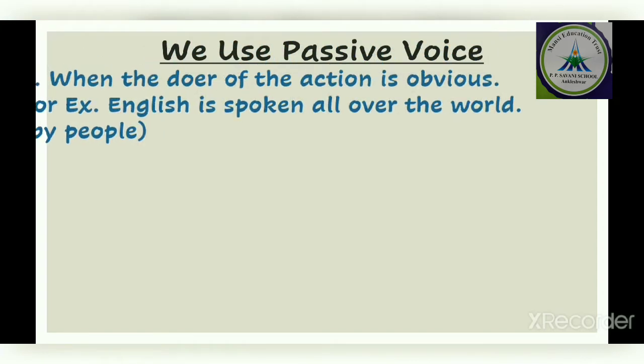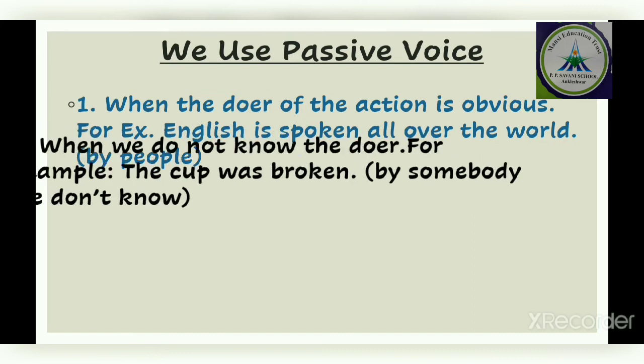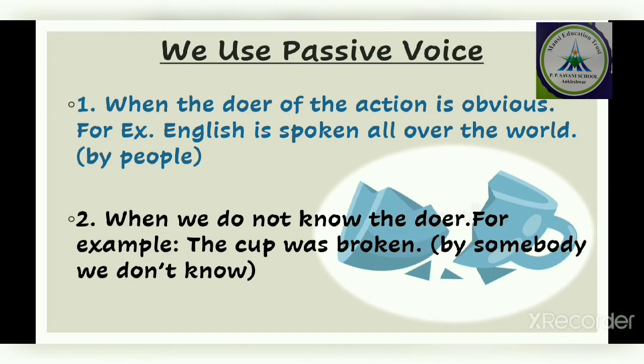So, where do we use the passive voice? Commonly, the passive voice is used when the doer of the action is obvious. For example, English is spoken all over the world. By whom is not written, but it is obvious that English is spoken by people. When we do not know the doer, when we are not aware of who is doing the action, at that time also we use the passive voice. For example, the cup was broken. Here we are not aware by whom the cup was broken, but we know that by somebody it has been done.